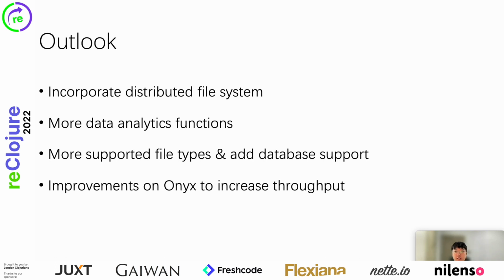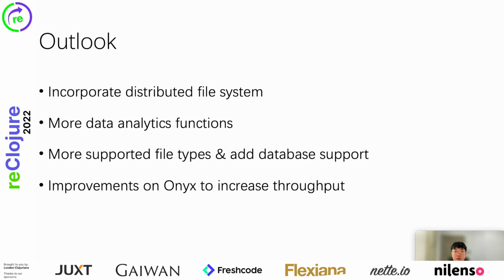Finally, I would like to discuss a few outlooks for our project. We would like to mainly work on four things. First, we will try to incorporate a distributed file system into Clojask in order to deploy Clojask onto a cluster. Next, we want to add more data analytics functions to make Clojask more comprehensive in terms of data analysis. Then we want to support more file types, probably Parquet and Avro in HDFS, and even support databases in the future.